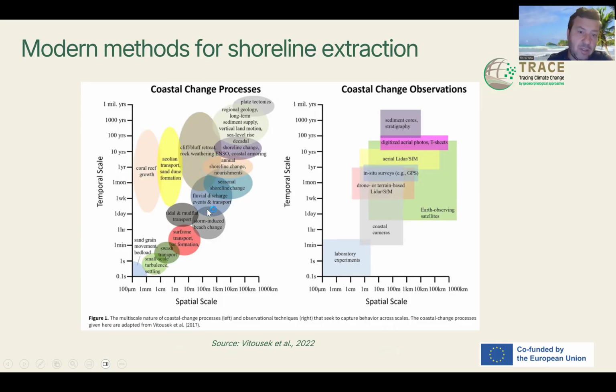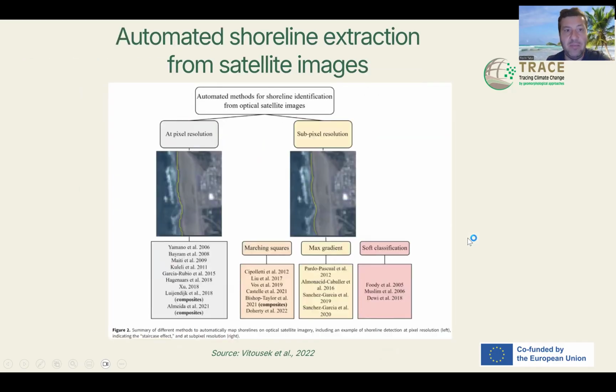And on the left hand side, you can see different coastal processes that are happening at these temporal and spatial scales, and of course many of these can be analyzed based on satellite images.